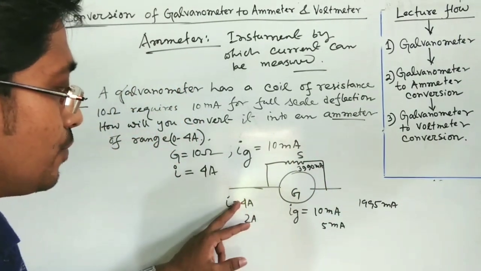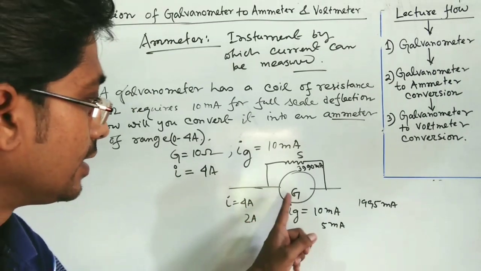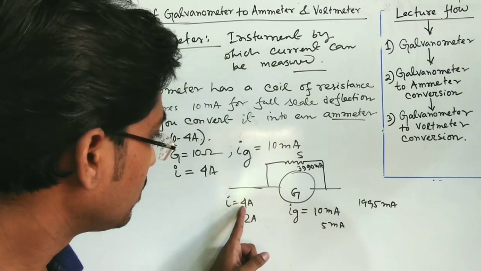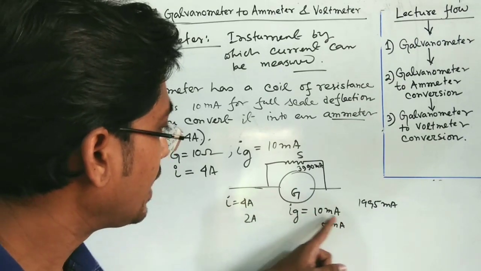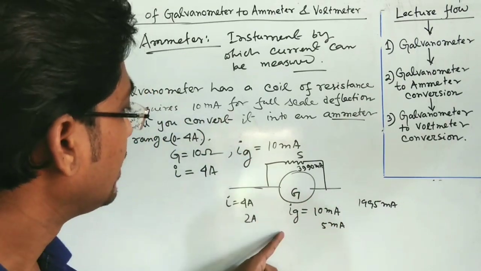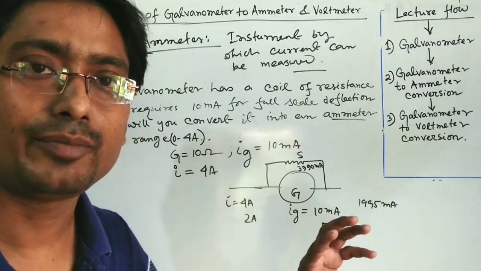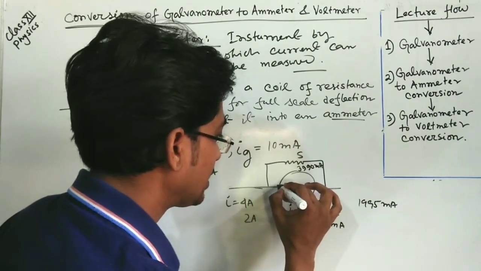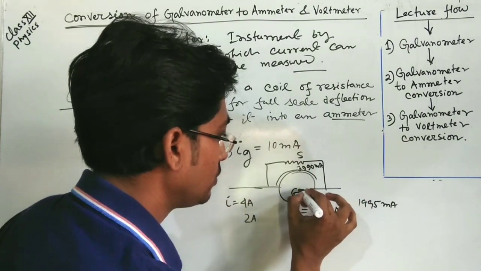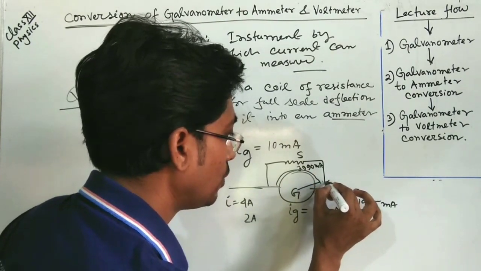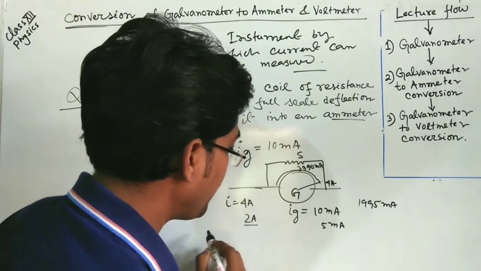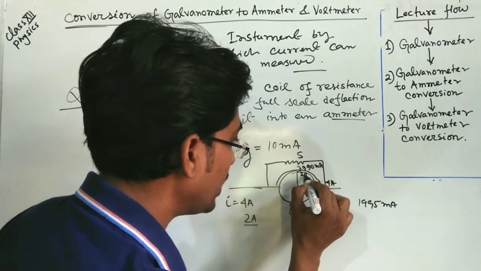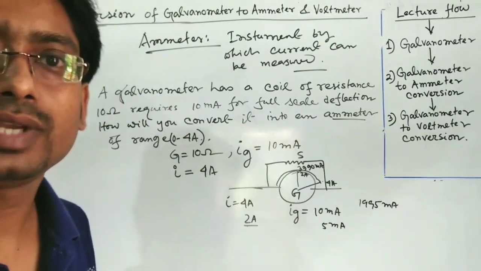So the maximum current is 4 ampere. When 4 ampere current flows, 10 milliampere flows through the galvanometer, the maximum allowable current, and we have calibrated the ammeter in such a way that the scale will give you 4 ampere. When half of that current flows, it will be here, suppose 2 ampere. In this way it will be calibrated.